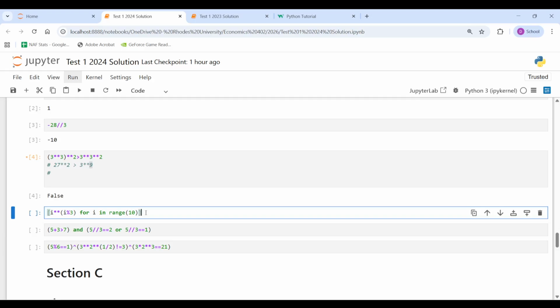Now for, I think, what question is this? For 4, first of all, you need to decide what data type this is going to be.